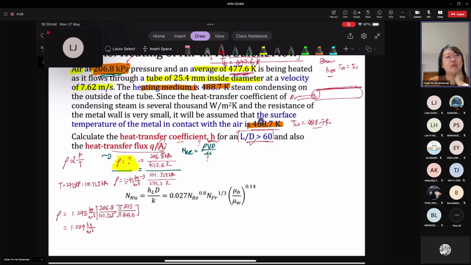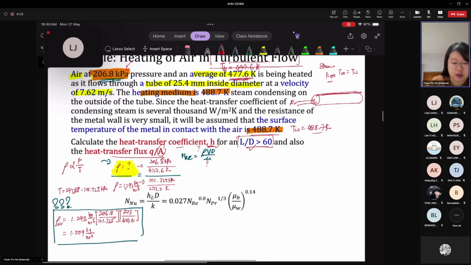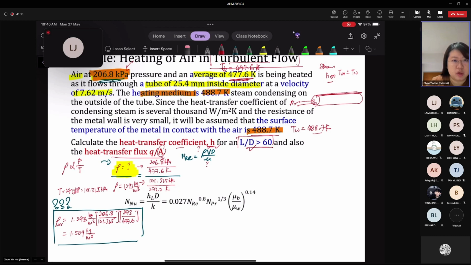If the process is at a certain other pressure, you have to take note of this part where you need to do the conversion. You may want to highlight this in your notes to help you remember this necessary step, if the process is not occurring at 101.325 kilopascal. Only the density of air will be affected most by the pressure and the temperature, while the viscosity is affected to a very small extent.